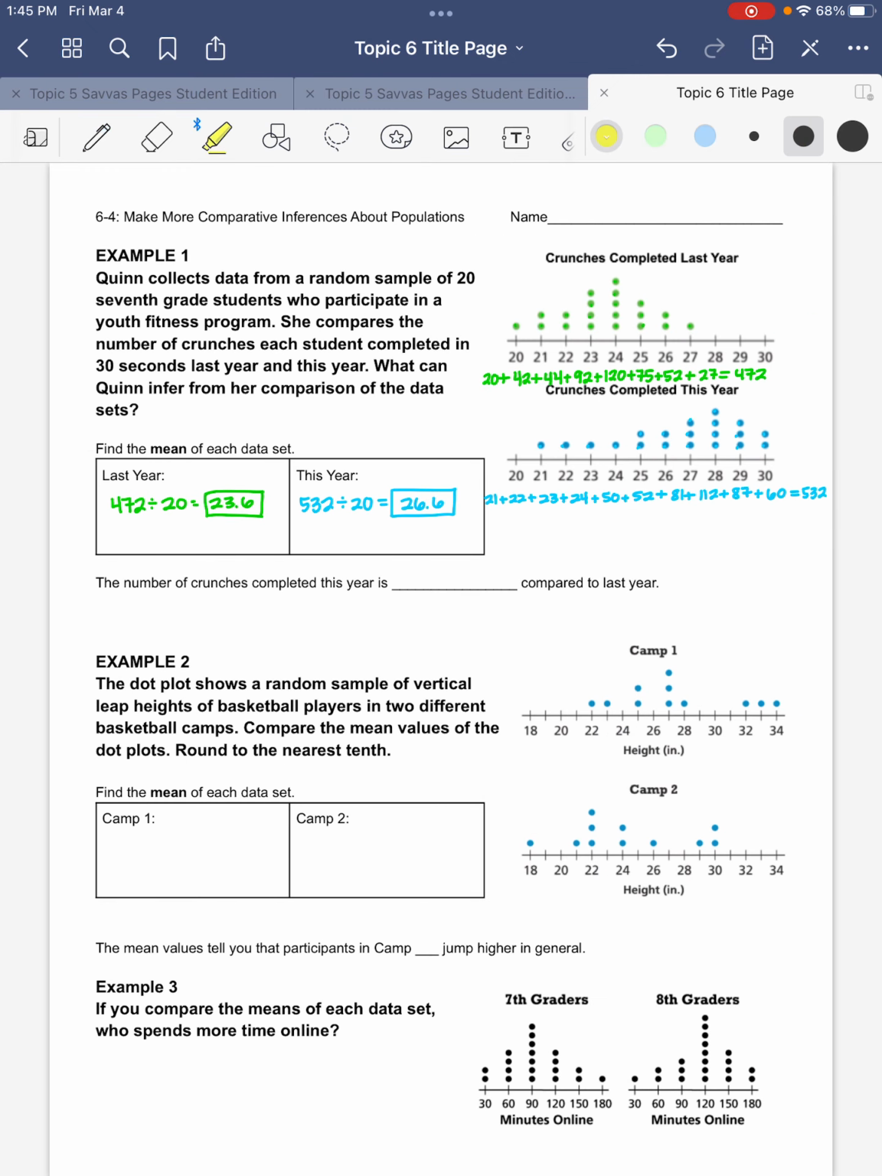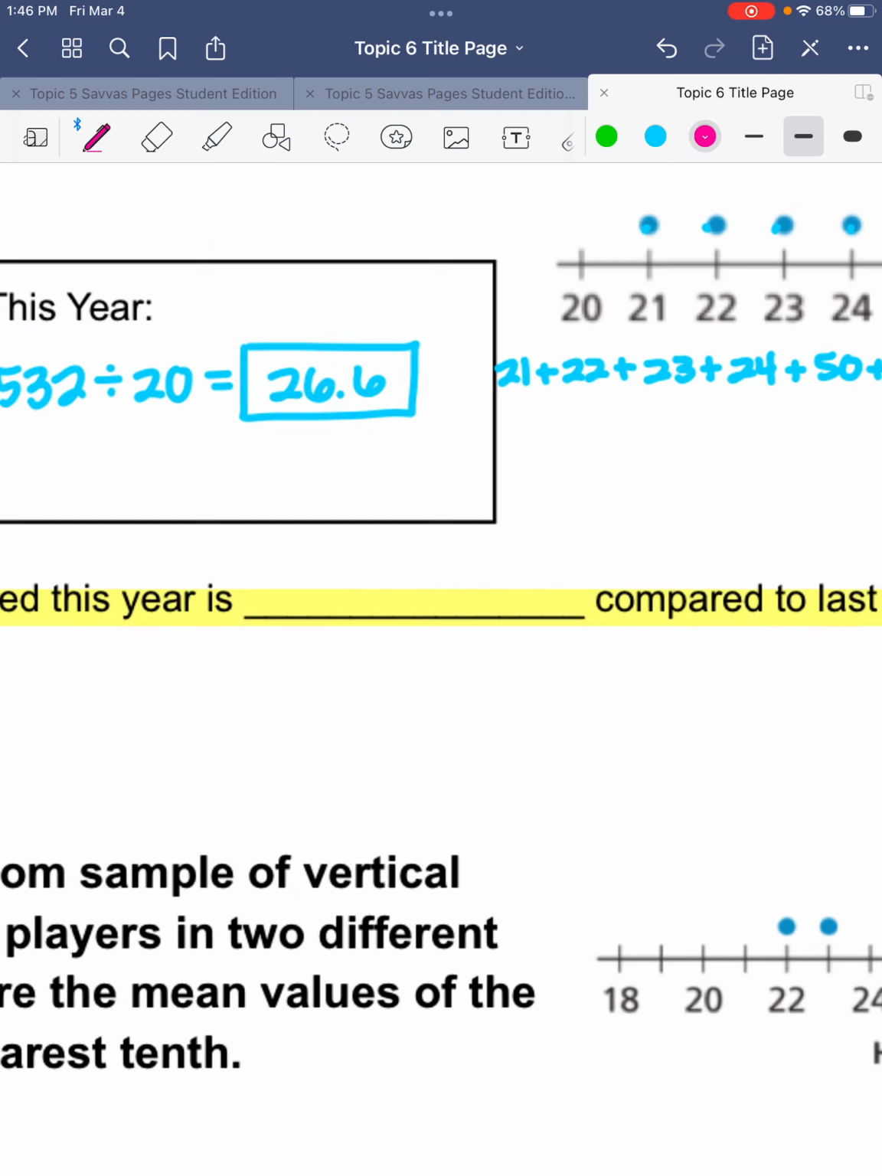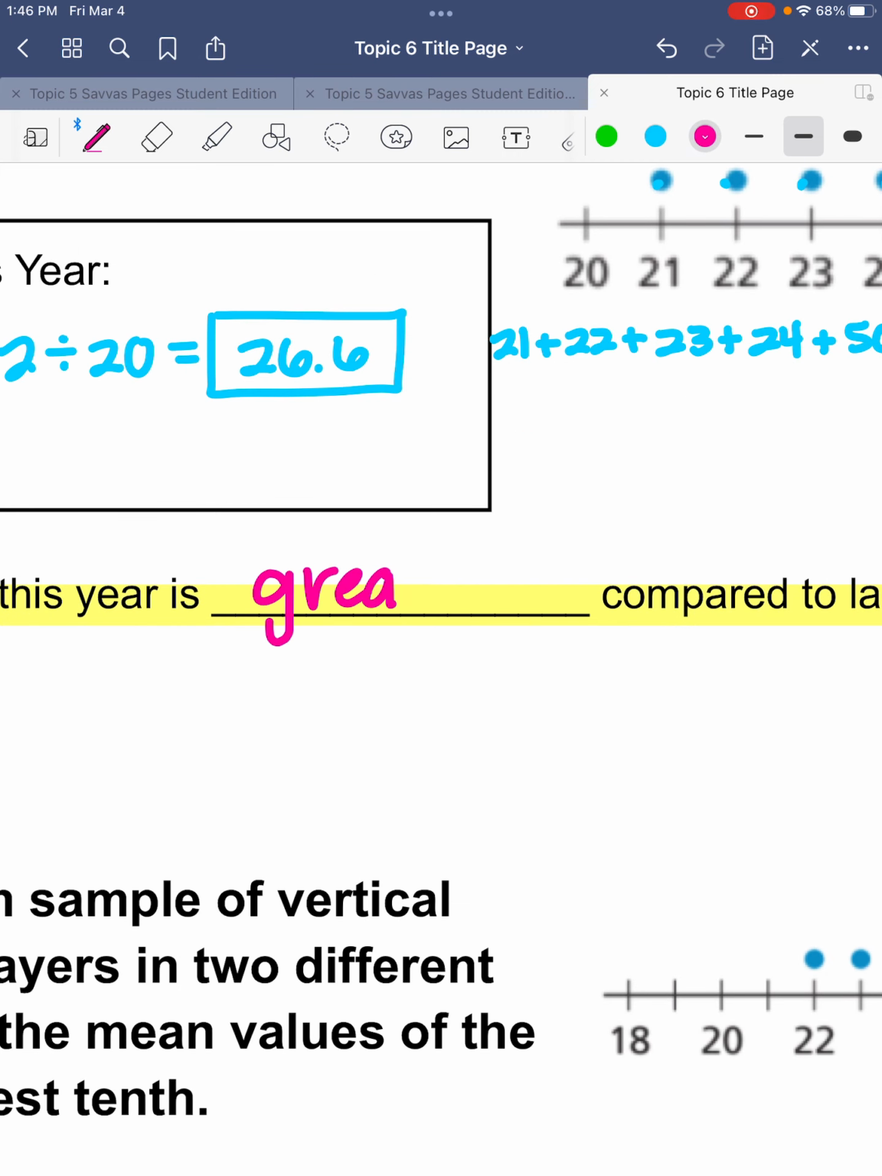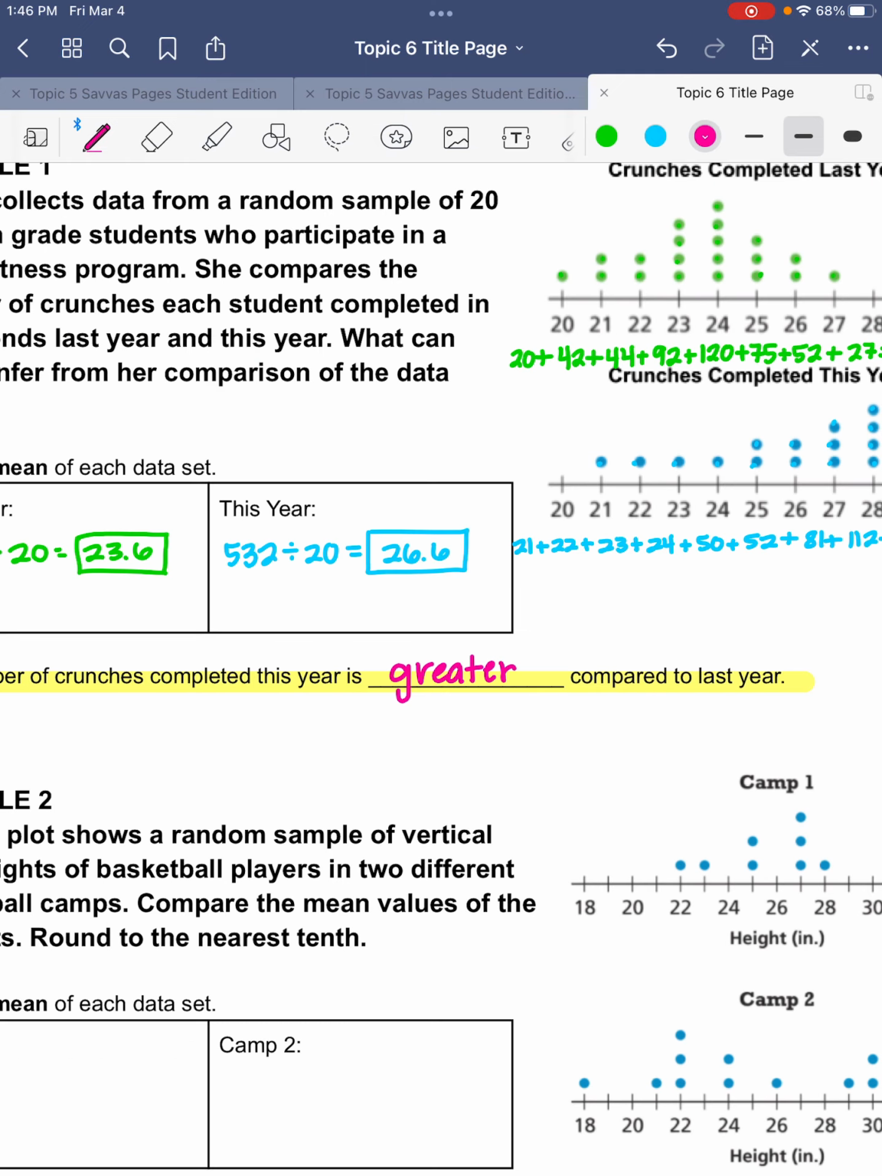So let's write our inference. The number of crunches completed this year is blank compared to last year. Well, we had guessed that it would be greater based on the mode, based on the way the data was distributed, and it was pushed farther to the right. But looking at my mean, I can confirm that because 26.6 is bigger than 23.6. So the number of crunches completed this year is greater compared to last year, or it's bigger compared to last year, or it's more compared to last year. Any of those words work.